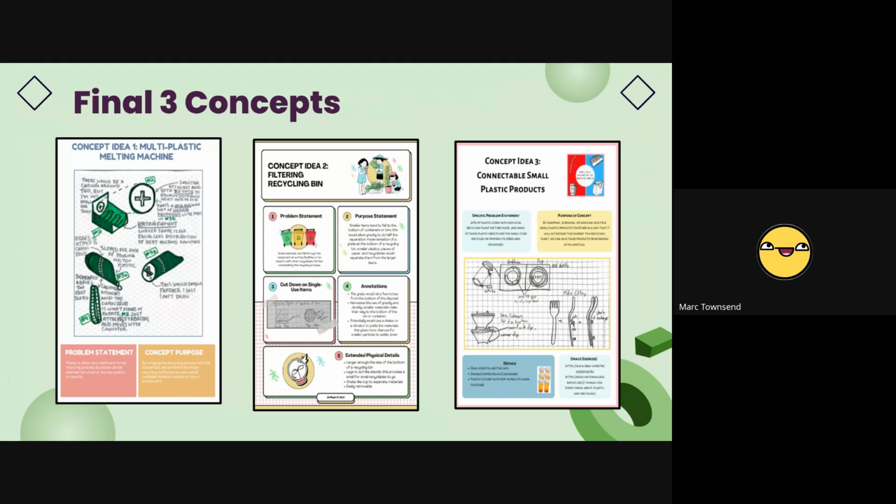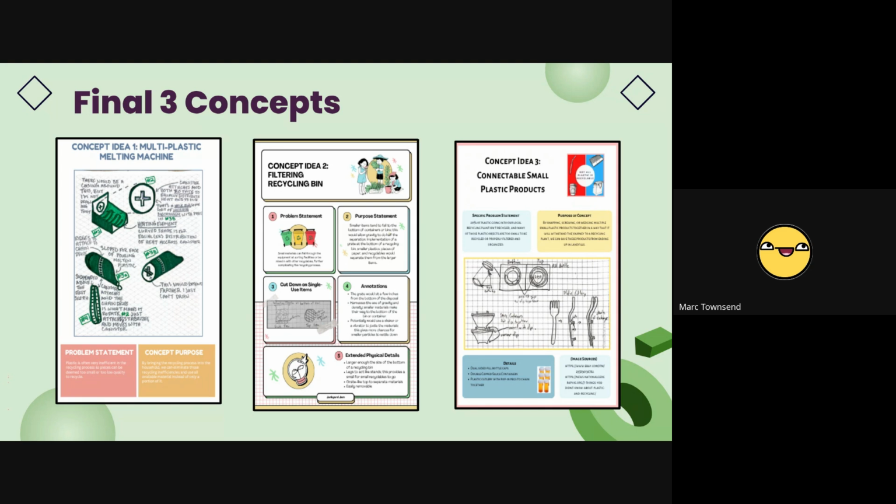So our final three concepts were the polyester repurposing machine that I mentioned, which would reconsolidate clothes into a singular brick of plastic that can be properly recycled. And then the filtering recycling bin was Adam's idea, essentially a grate or a type of bag at the bottom of a recycling bin that would filter out the small plastics so that those didn't end up being sent to the recycling plant when they shouldn't be.